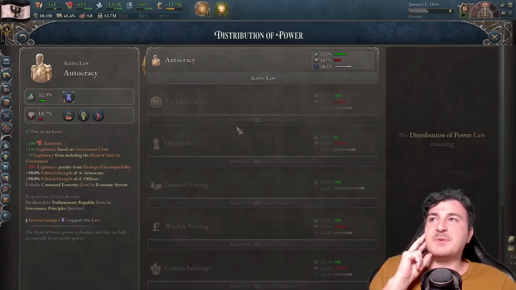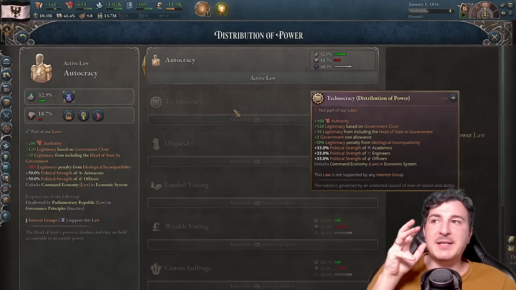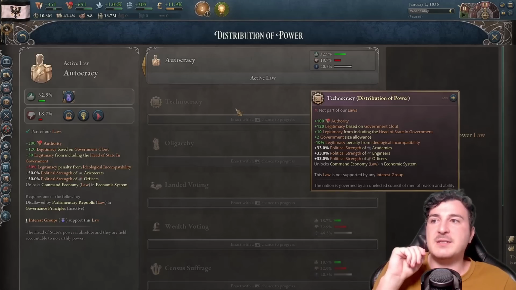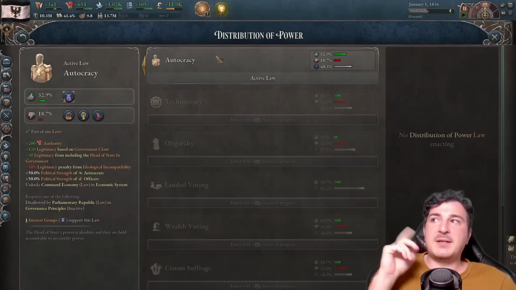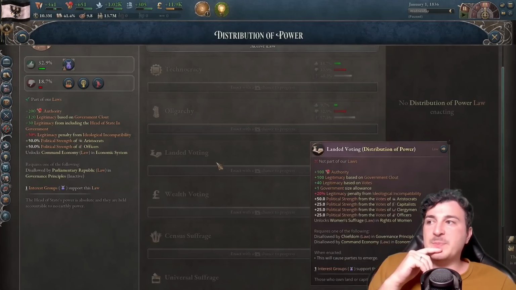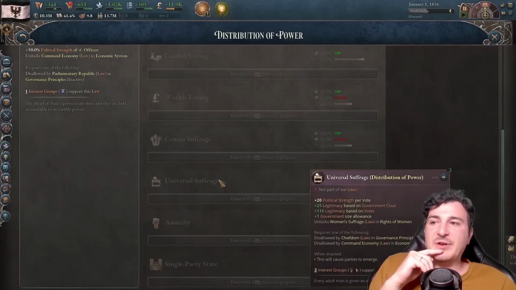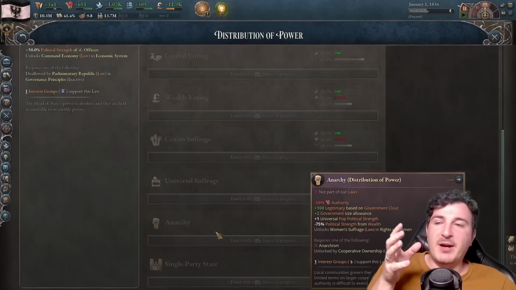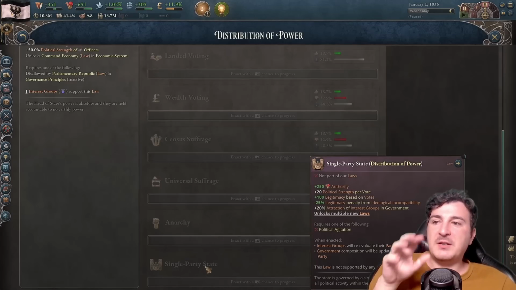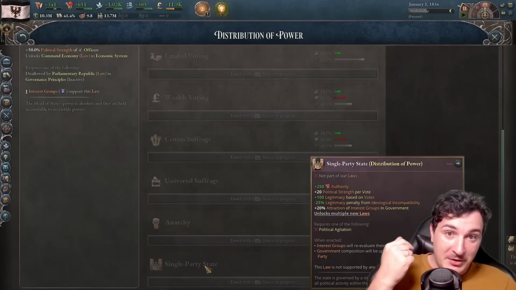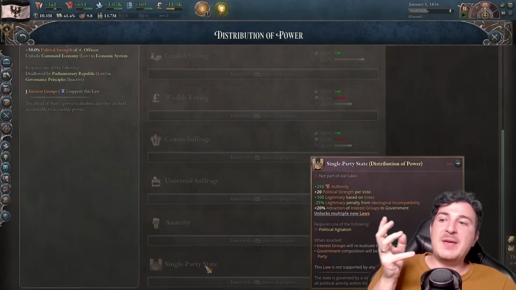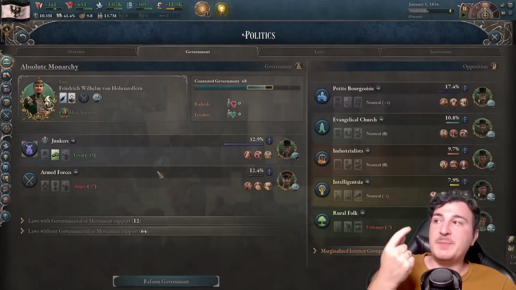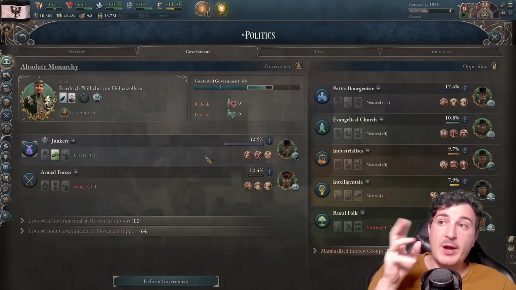The first three types of distribution of power are non-elected. Technocracy is government where you have a council of men of reason and ability, as it says, together with your leader. And then oligarchy, basically similar to autocracy. All the other ones below, landed voting all the way to universal suffrage, are party-based political systems. Anarchy is essentially a massive debuff that you don't want to go down the path of. And then single party state, you have a single legal political party and all the other ones are outlawed. Now, that being said, that political party can be multiple interest groups. It doesn't necessarily mean it's going to be just one interest group. You can have political parties with quite a few interest groups, actually.